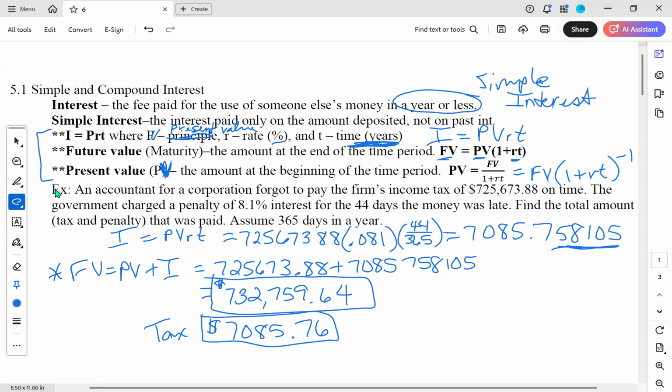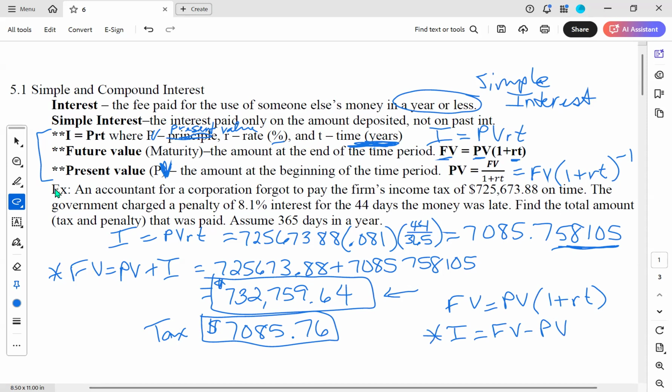Another way we could have worked this problem, we could have just gone ahead and found the tax and penalty all as one. We could have found this amount first. And that would have been using our future value equals our present value times 1 plus RT. Okay. And so in that case, after we had found that, then our interest amount would have been our future value minus our present value.